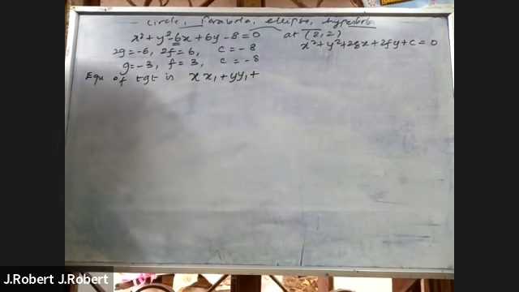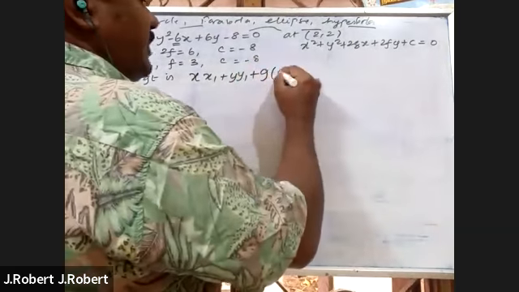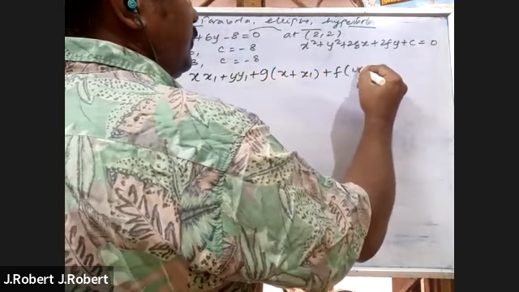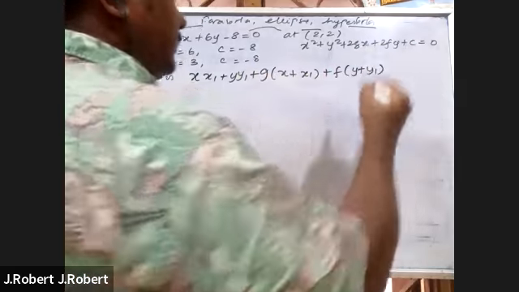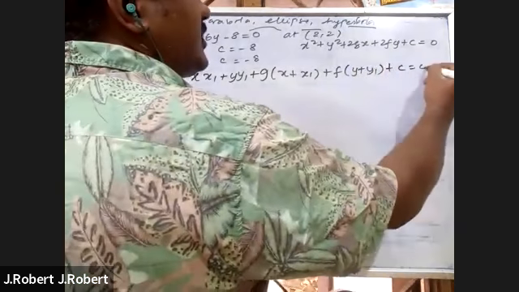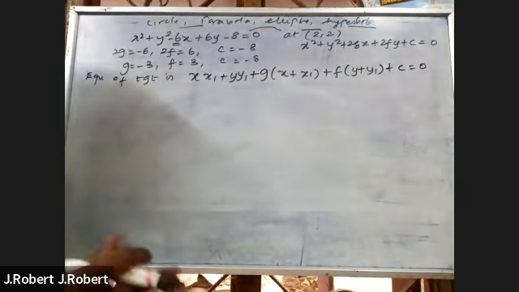What is the formula for x x1 plus y y1? Then g into x plus x1 plus f into y plus y1 plus c equal to 0. So this is the formula for the equation of tangent to the circle.